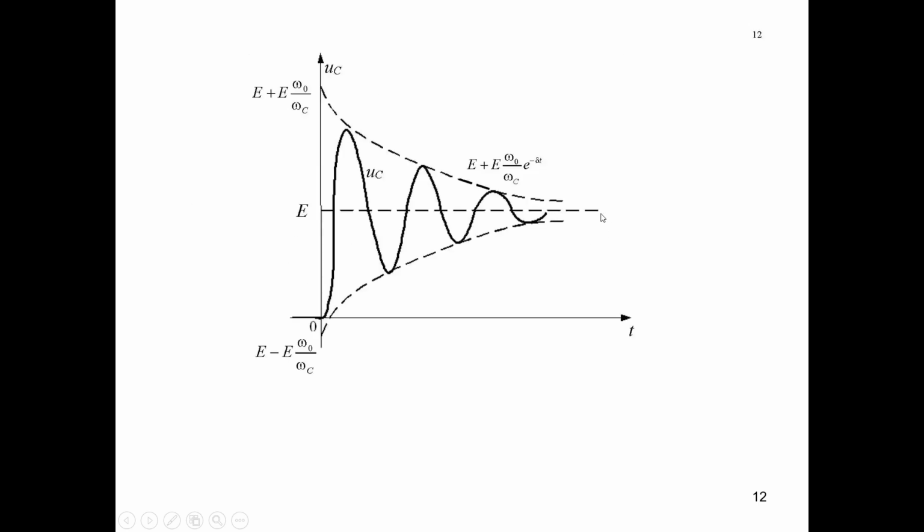So we can construct a graph which corresponds to this case in oscillating processes. This value of UC will oscillate around its value at t tends to infinity, which is this EMF. It will oscillate from the 0 level, because for t equal to 0 it should be 0, between these two exponential functions, minus E omega 0 over omega C and plus E multiplied by omega 0 over omega C. This is the graph of the oscillation function of voltage drop across the capacitance.